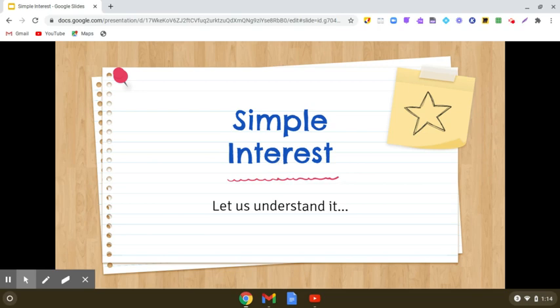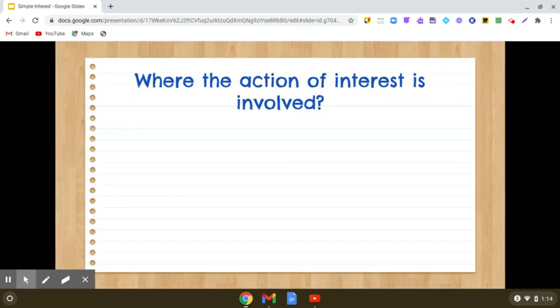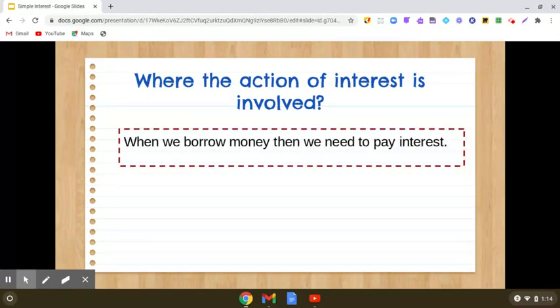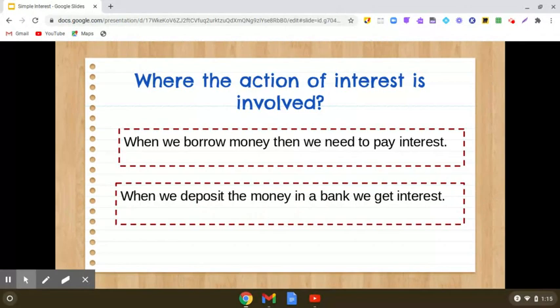Hello, dear students. Let us understand the concept of simple interest. Sometimes when we borrow some money or deposit some money in the bank, interest is involved. So there are two different situations. Number one, when we borrow some money, we need to pay certain interest to the person from whom we have taken the money. Second, when we deposit the money in a bank, we get some extra money that we call interest.